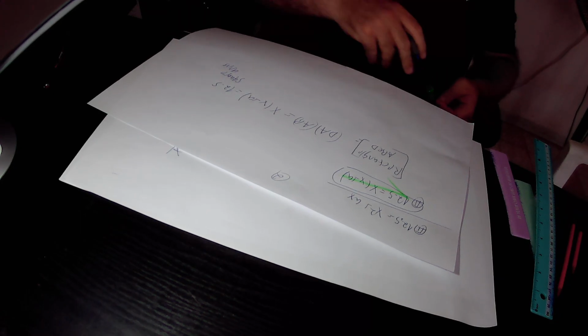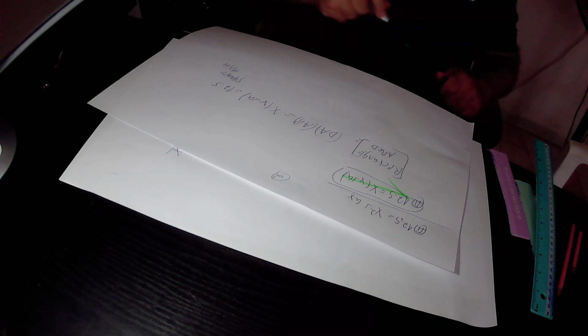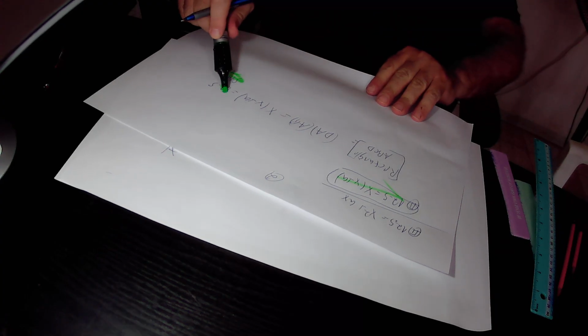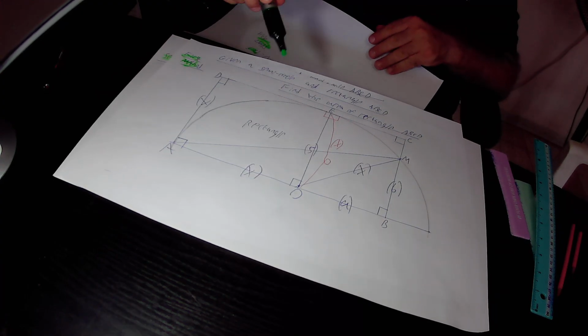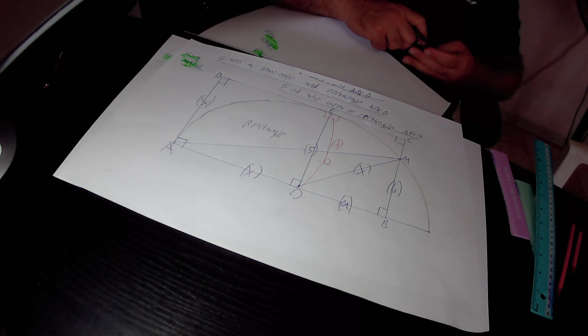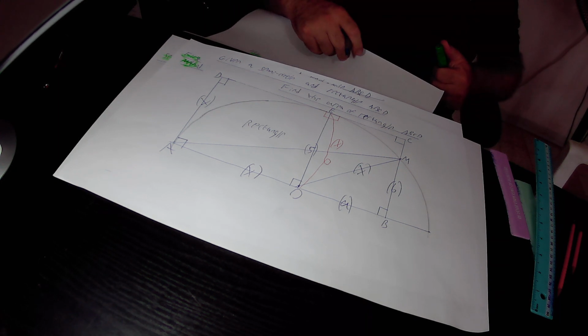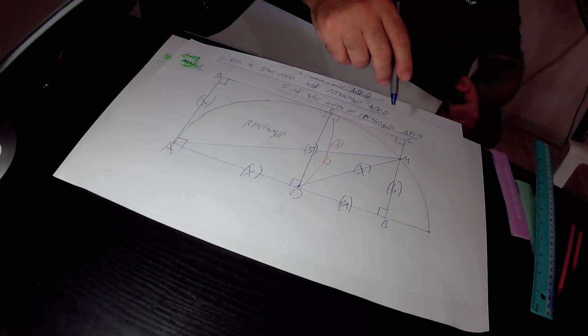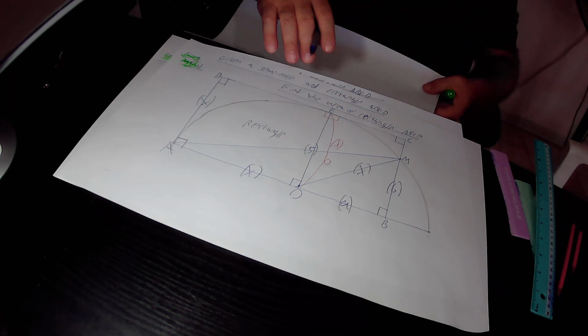I repeat again: the area of this rectangle ABCD is equal to 12.5 square units. So we finished with the first method. In the next step, I will present to you how to find the area of this rectangle ABCD according to the second method.